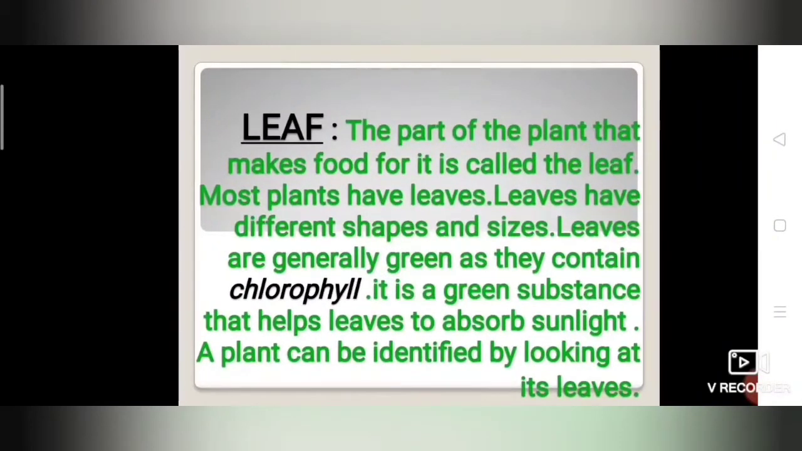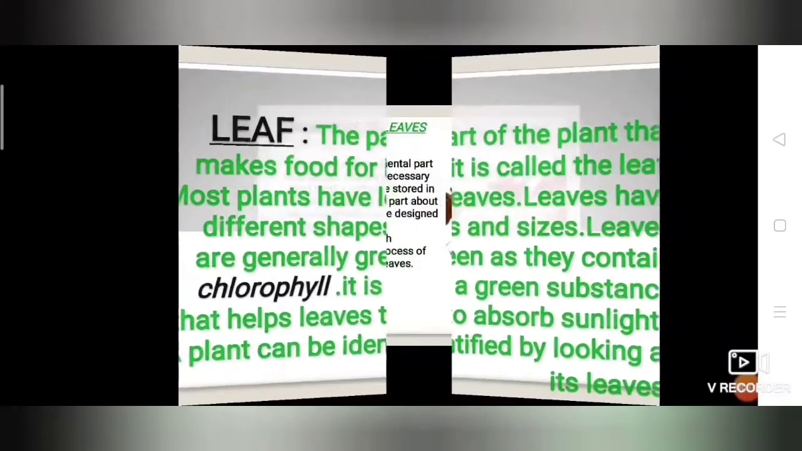Now let's turn to the next part, that is the leaf. The part of the plant that makes food for it is called the leaf. Most plants have leaves. Leaves have different shapes and sizes. Leaves are generally green as they contain chlorophyll. It is a green substance that helps leaves to absorb sunlight. A plant can be identified by looking at its leaves.